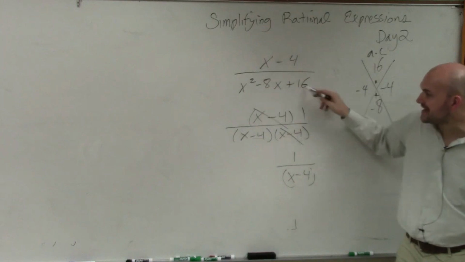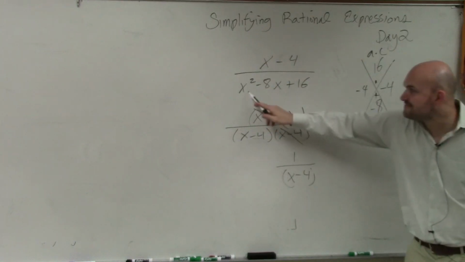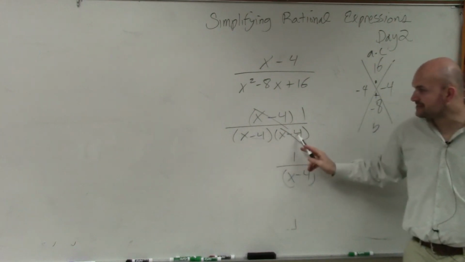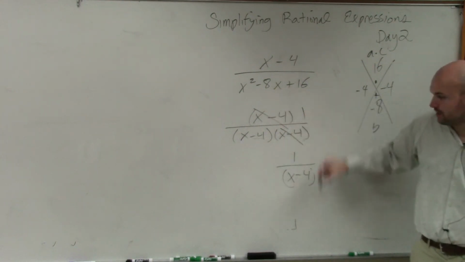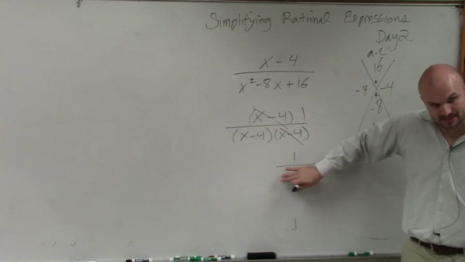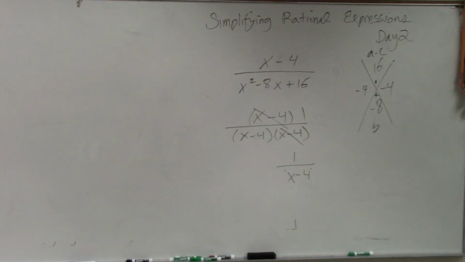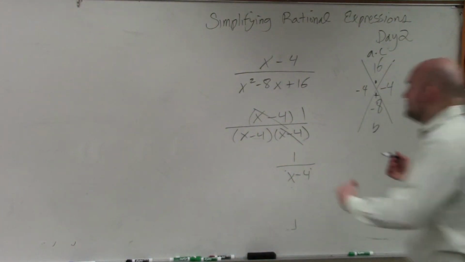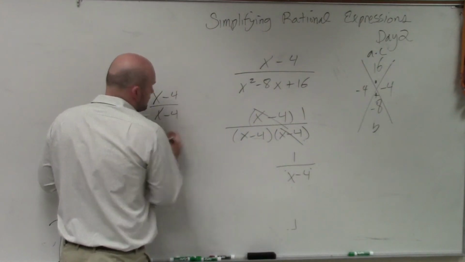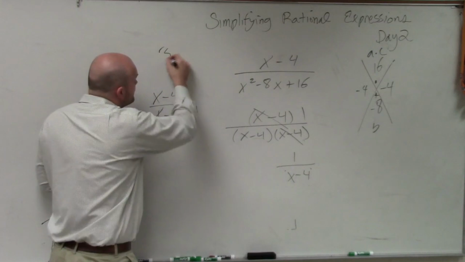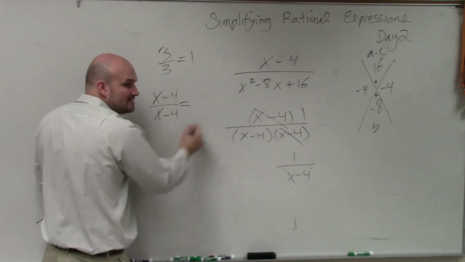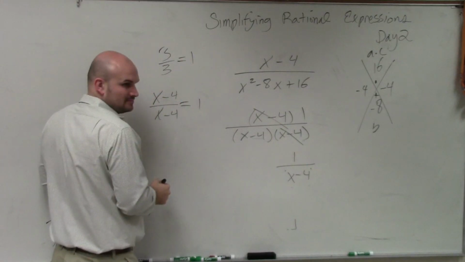This got factored to this. I factored this out to that. Now that I've factored that out, those two divide to 1. So I'm left with 1 divided by x minus 4. Does that make sense? Where you got that 1 from? Because again, remember, x minus 4 divided by x minus 4 is what? What's 3 divided by 3? 1. X minus 4 divided by x minus 4 is 1. OK?